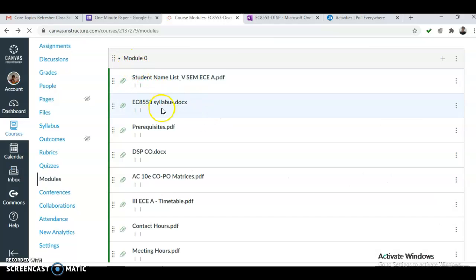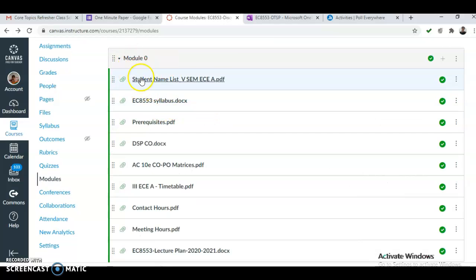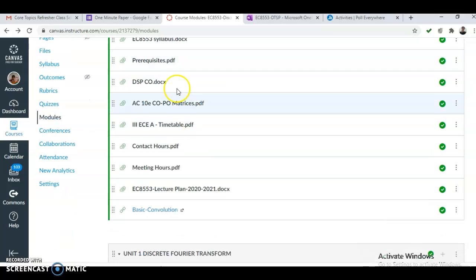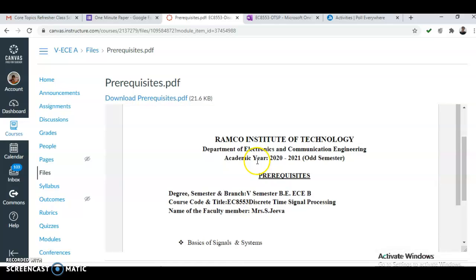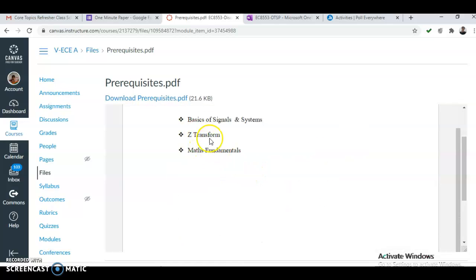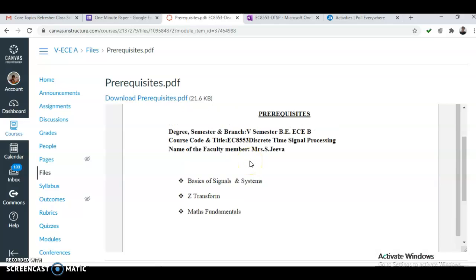The student syllabus is already placed on the home page also. The prerequisites of this course are the fundamentals of signals and systems and some basic mathematical functions, and the students should also know about the Z transform. These are the prerequisites of this course.